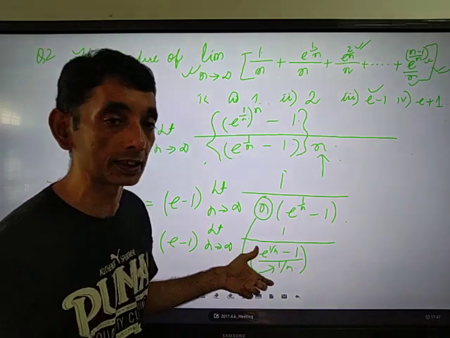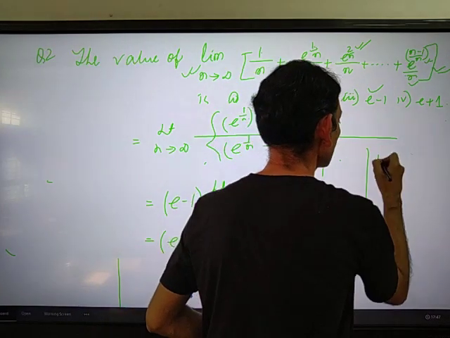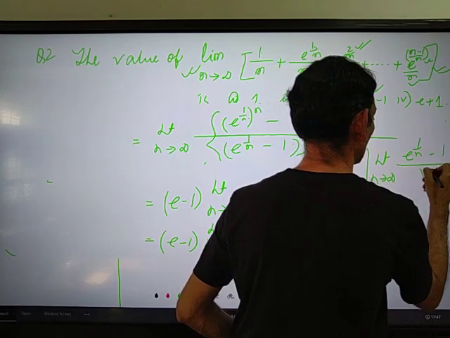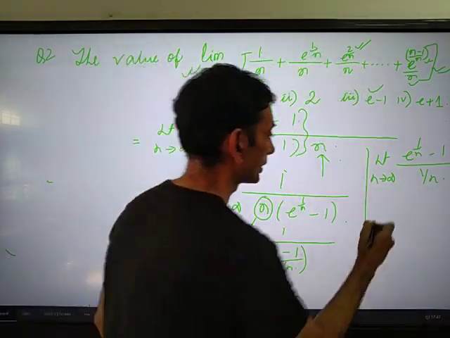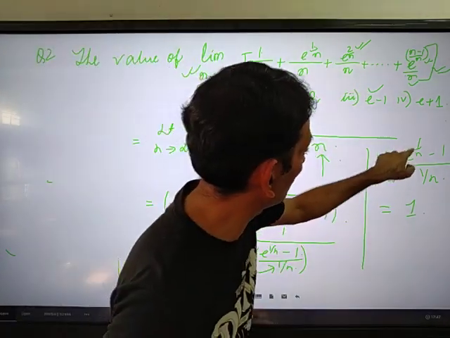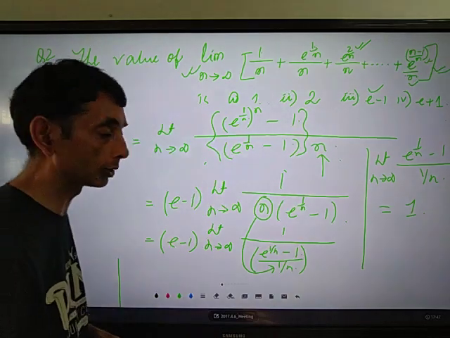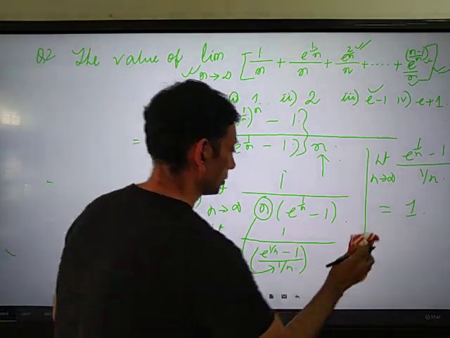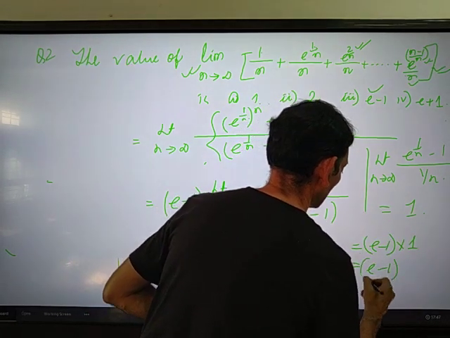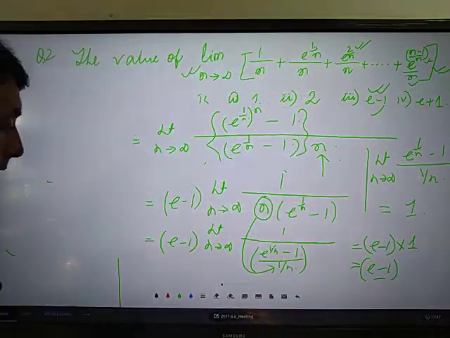So the denominator expression becomes (e to the power 1/n minus 1) divided by 1/n. And we know that the limit as n tends to infinity of (e to the power 1/n minus 1) divided by 1/n is equal to 1. Therefore this value will be equal to 1, so the answer is e minus 1 multiplied by 1, that is e minus 1. So this option is correct. E minus 1 is the correct option. Okay, and next.